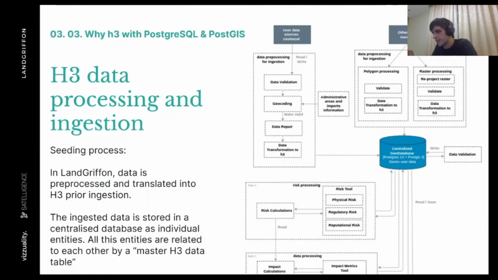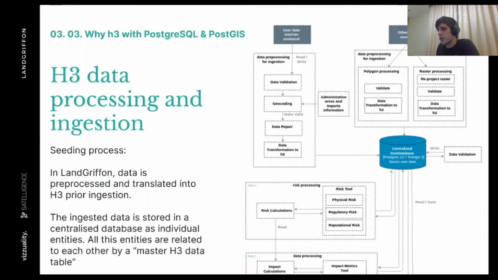We use this master H3 data table to keep track of these datasets and the ones that can be ingested later on. This allows us to be quite flexible in terms of the shape this data can have, and remodeling of the data model is not needed. As for the user data ingestion, as Elena mentioned, a user can provide a location or locations where a material or several materials are bought from. We need to geolocate this information to be able to calculate the impact associated with it.